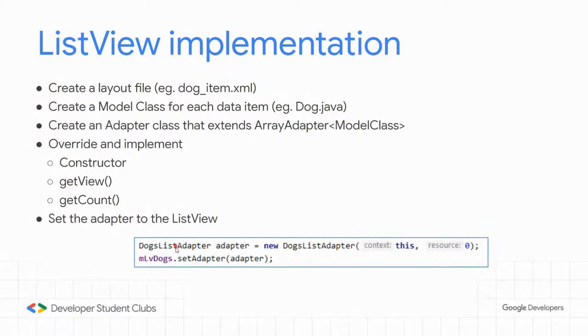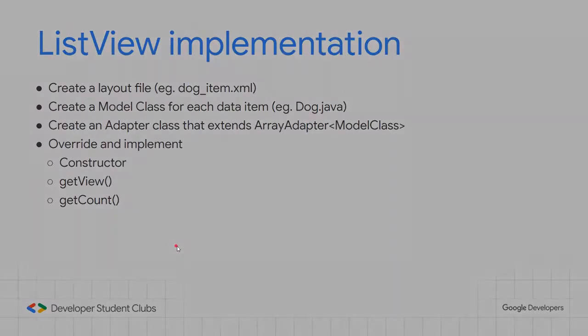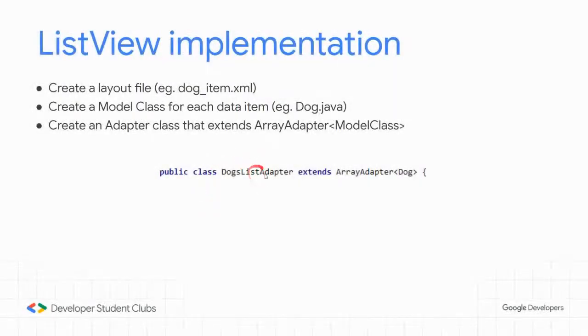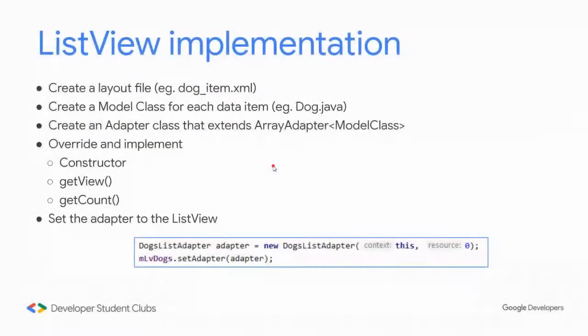So here, if you notice this dog list adapter, which is basically in the previous slide, this is what we created, right? The dogs list adapter. Create an instance of that adapter with a new dog list adapter. And then the list view dot set adapter.